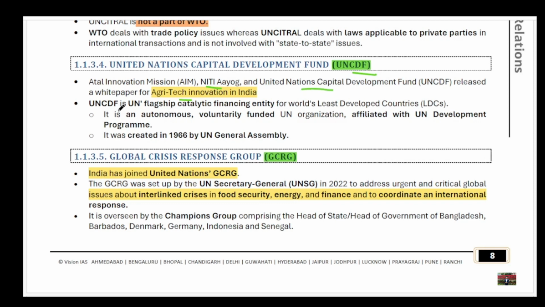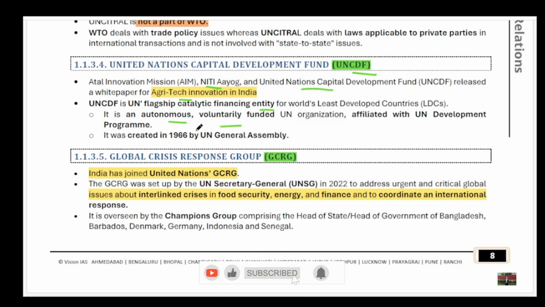So what is the UNCDF? It is the UN's flagship catalytic financing entity for least developed countries, right? A catalytic finance entity, so as to provide finances to major programs in the least developed countries. It is an autonomous, voluntarily funded UN organization.